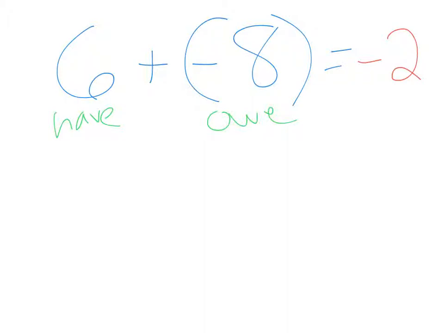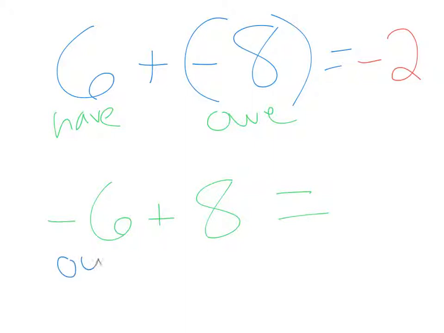We kind of think of that scenario. If I have $6 but owe 8, I still owe another 2. So that's why my answer comes out as negative 2. Even if I were to reverse these two numbers and say that let's say we have negative 6 plus positive 8 this time. Still opposite signs, but again, thinking of a similar scenario.